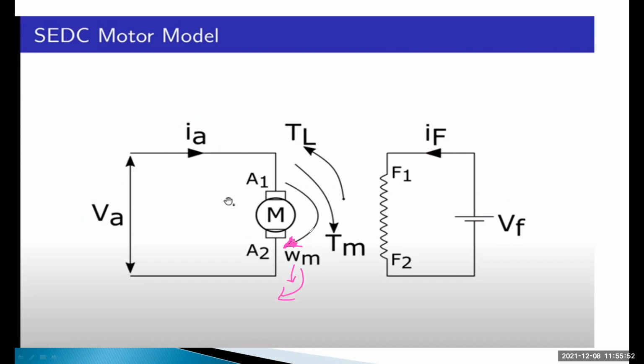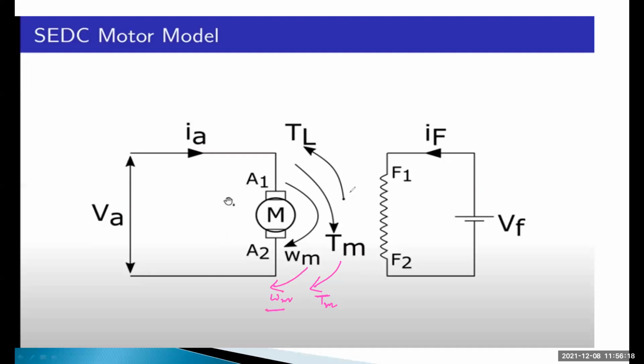So this means the direction of the rotation of the motor depends upon the electromagnetic torque. The electromagnetic torque, that is called TM, magnetic torque or motor torque, is in this direction. That's why this rotor is rotating in the same direction, clockwise, in the motor.